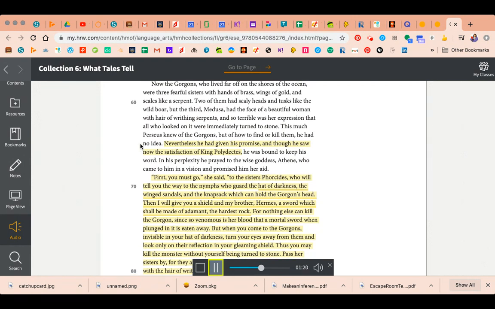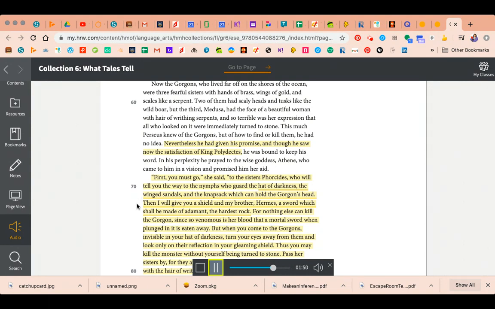Nevertheless, he had given his promise, and though he saw now the satisfaction of King Polydectes, he was bound to keep his word. In his perplexity, he prayed to the wise goddess Athene, who came to him in a vision and promised him her aid. "First, you must go," she said, "to the sisters Phorcides, who will tell you the way to the nymphs who guard the hat of darkness, the winged sandals, and the knapsack which can hold the Gorgon's head.